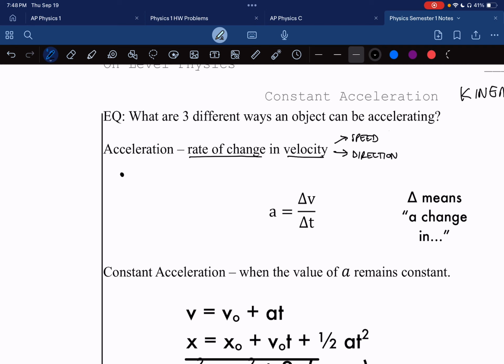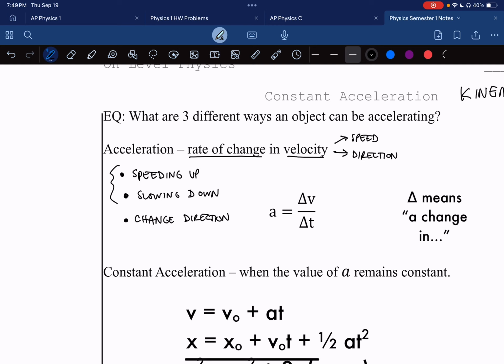So, what are ways that your speed can change? You can be speeding up. You can be slowing down. And that's basically what can happen to your speed. Most of our problems are going to be focused on these two especially: objects that are speeding up and objects that are slowing down. Another way to change velocity would be to change direction, which we are not focusing too much on today.